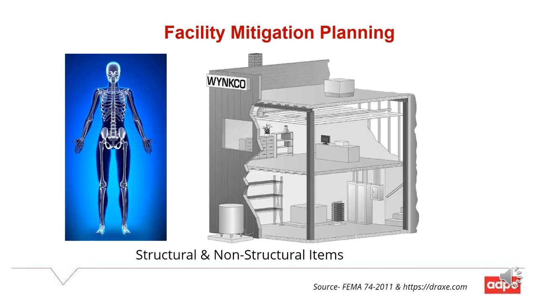In facility mitigation planning, we have to look at both sides, the structural and non-structural items. Structural is like the bone system in the human body. In a building, if it is a frame structure, then the frame elements like beams, columns, and slabs are our structural part, and the skin in our body is non-structural, but still a very important thing. In a building there are also non-structural parts like partition walls, as well as furniture, fixtures, equipment, and other things, which actually contribute to the risk a lot.